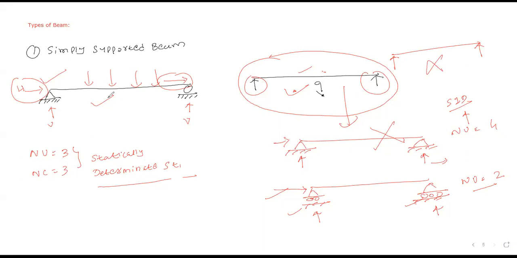Clear? So a simple explanation for a simply supported beam: we can write that one end of the beam is a hinge, another end of the beam is a roller. A simply supported beam has one span.